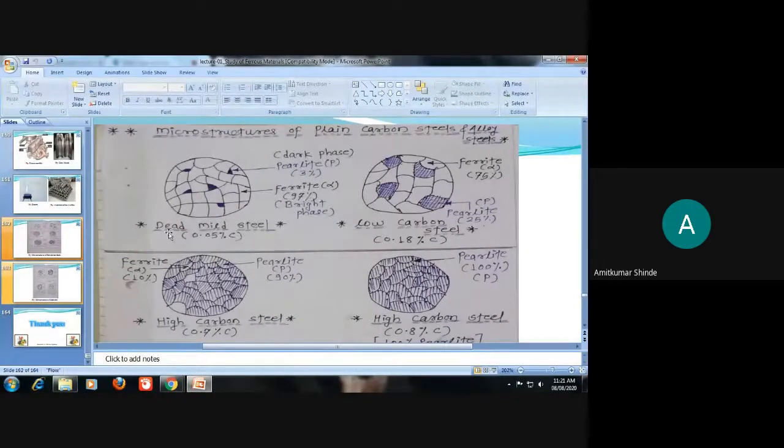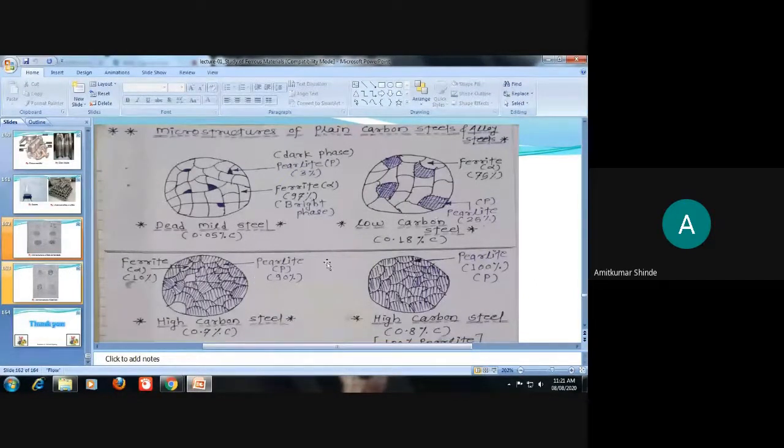For example, dead mild steel has a very low carbon percentage, 0.05%. Then the ferrite is almost more than 95%, and only 3 to 5% is pearlite. And as the carbon percentage increases, suppose carbon is 0.1 or 0.2, then ferrite will be 75% and 25% will be pearlite, that is the dark phase.